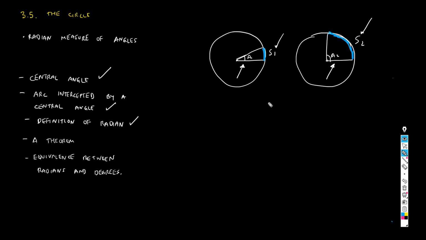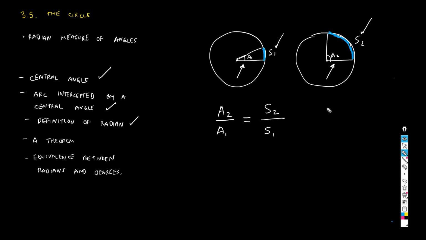Probably you could have guessed that on your own, because it's a very intuitive fact, but yes, it works, and it can actually be proven. And if the arcs are proportional to the angles, then we can write the following equation: A2 over A1, which is the ratio of A2 to A1, will be the same as the ratio of S2 over S1.